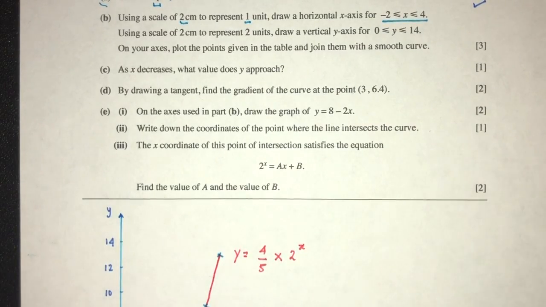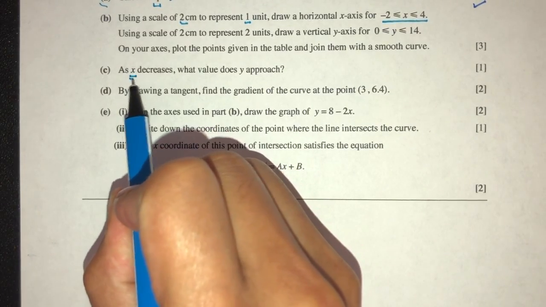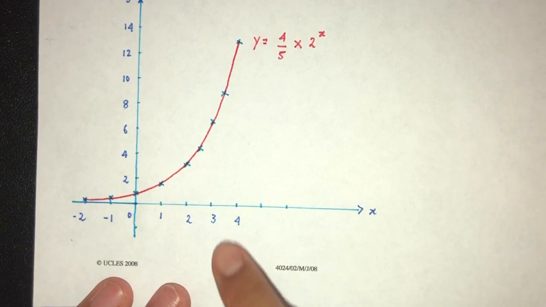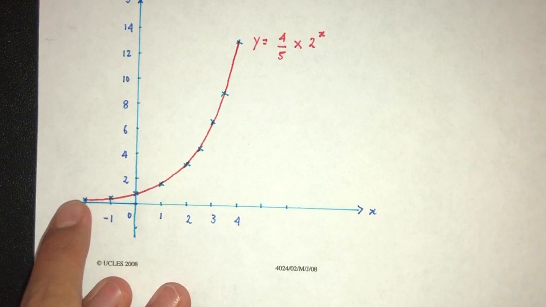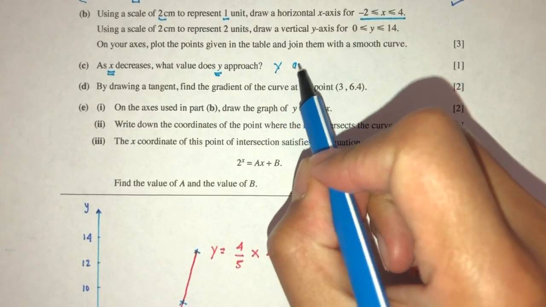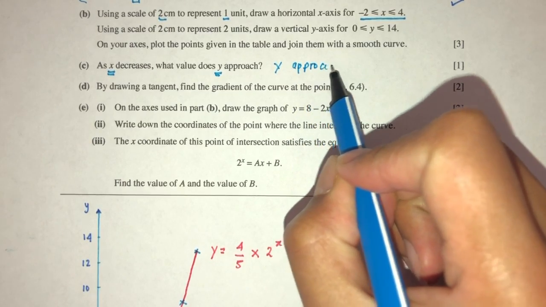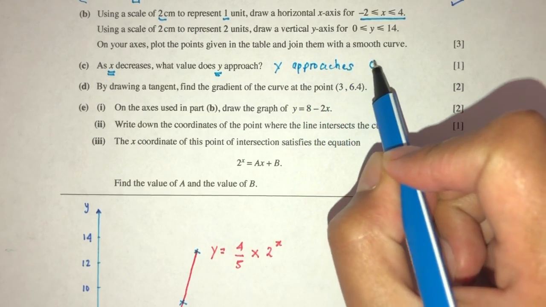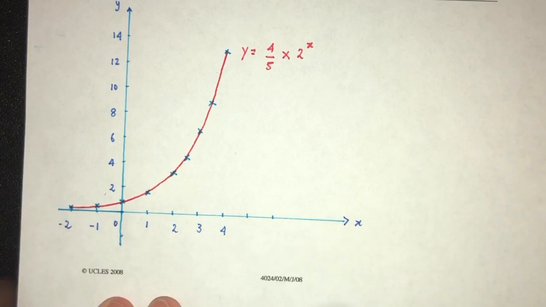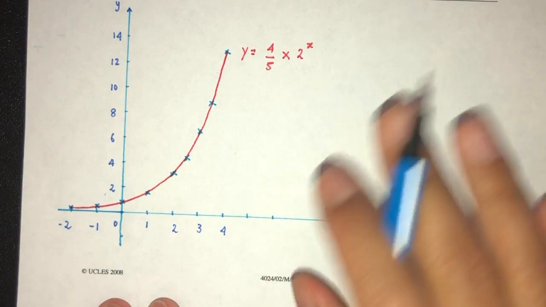Now, as the value of x decreases, what happens to y? As you can see, when the value of x decreases, the value of y approaches down to 0. So y approaches 0. By observation from the graph, you can see as x decreases, y goes close to 0. Okay, that will be part C.